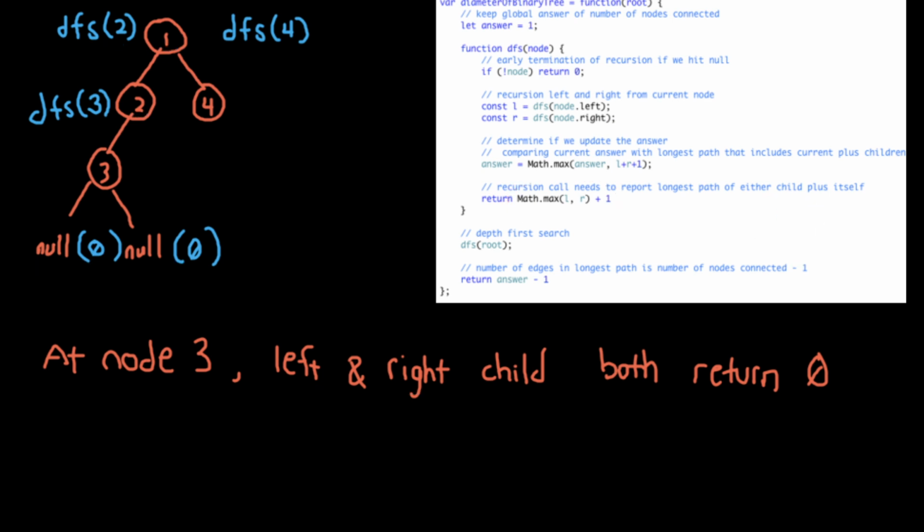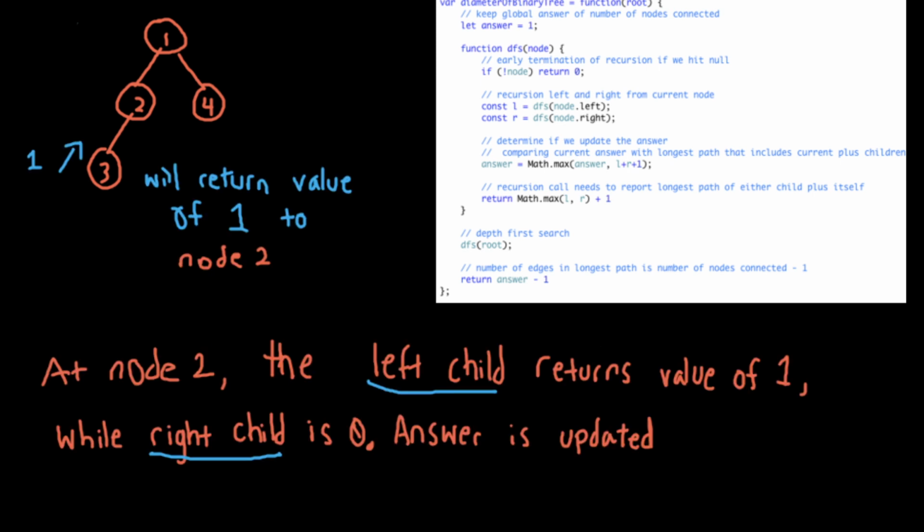Okay? So at node 2, the left child we just mentioned, which is 3, returns a value of 1. The right child is returning 0 because it's null. So in this case, the answer gets updated. Where is that happening? That's happening right here, because we just said left child is returning 1, right child is returning 0, and itself is 1. So answer will get updated to 2. Okay? Then you go up.